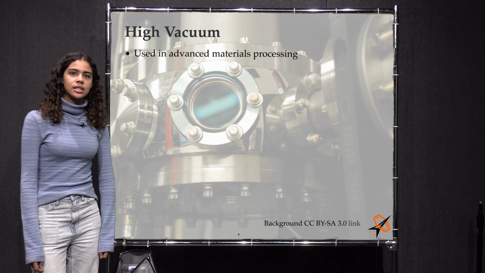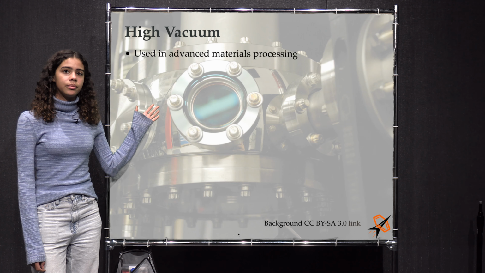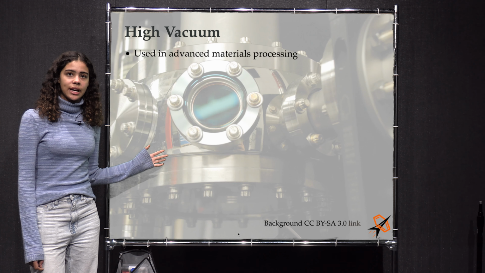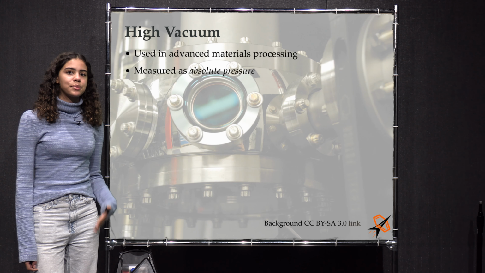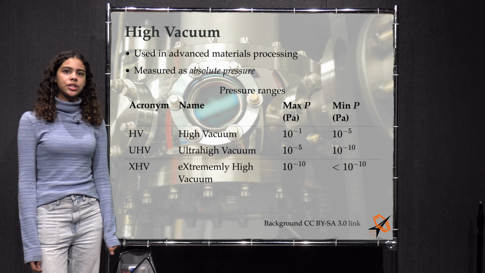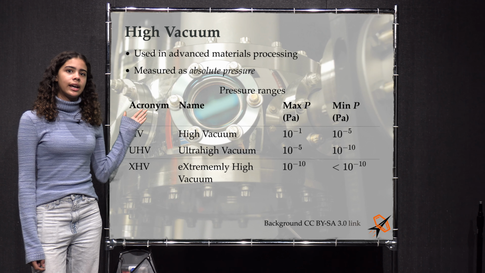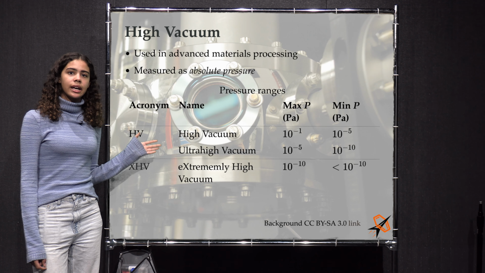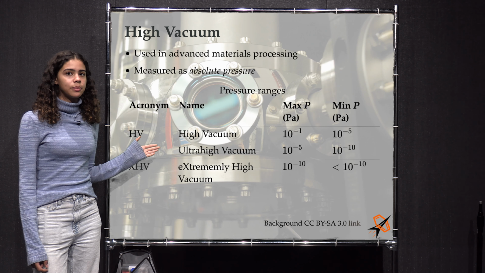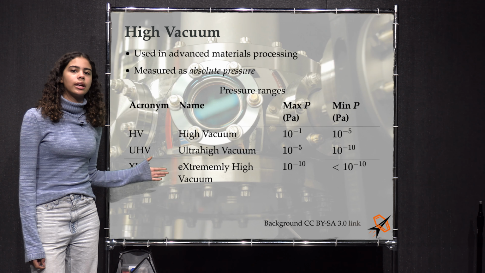In such cases, the pressure in a vacuum chamber is defined as high vacuum, HV, ultra-high vacuum, UHV, or extremely high vacuum, EHV, and given as an absolute pressure. The usual ranges for these three are HV is between 10^-1 and 10^-5 Pascal, UHV is 10^-5 and 10^-10 Pascal, and EHV is 10^-10 Pascal and below.